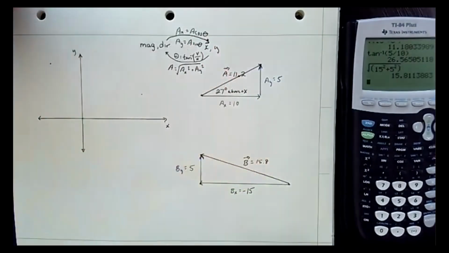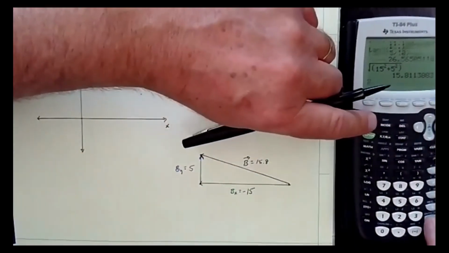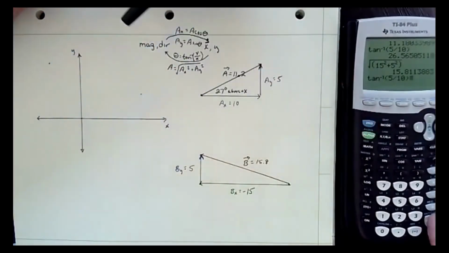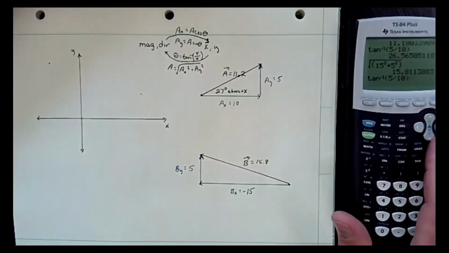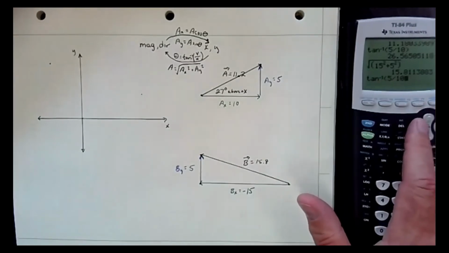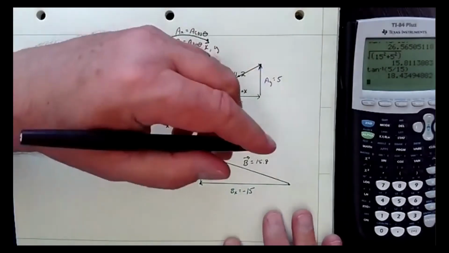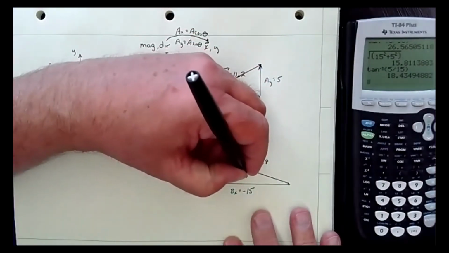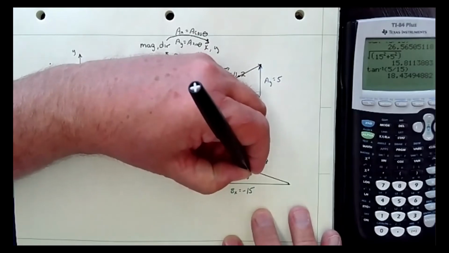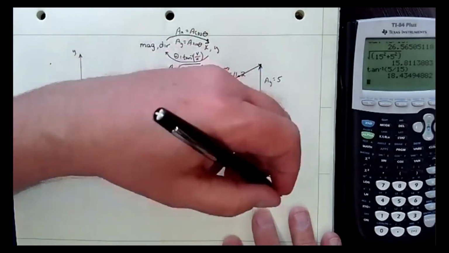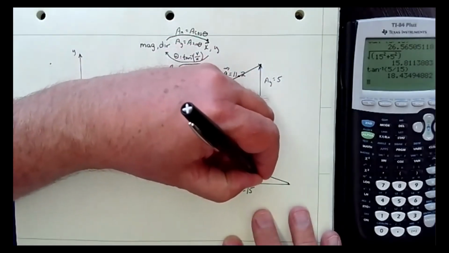And then we'll do the angle. I've already done that operation before, so I'll just bring that back. And so this is 5 over 15 instead. Let's see what that does to the number. Yeah, 18.4, so it makes it smaller. And so this angle is 18 degrees, and now above minus x.